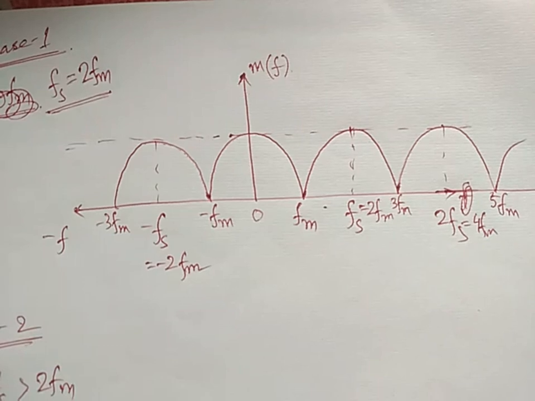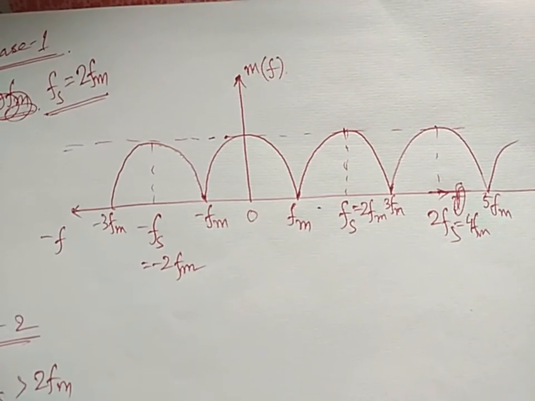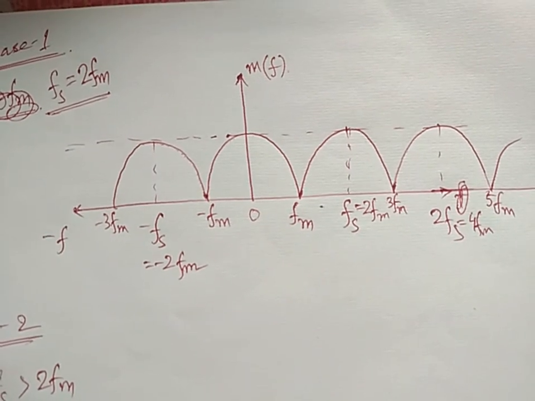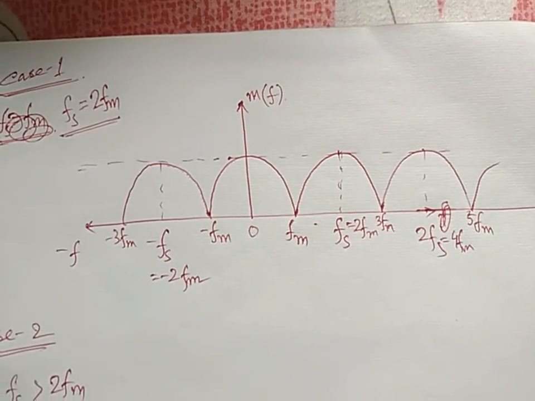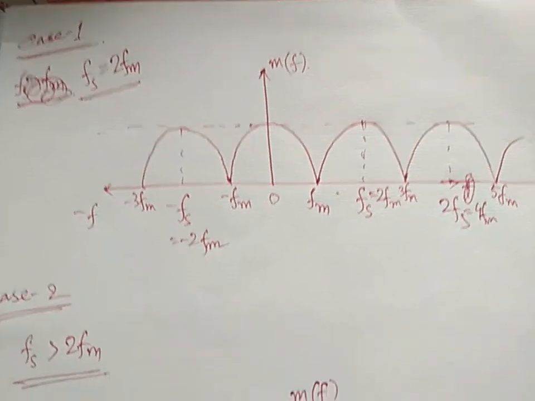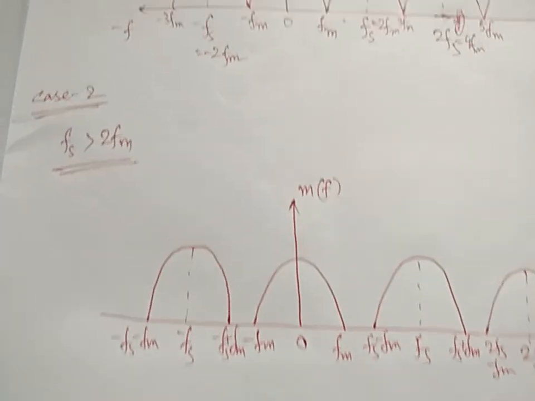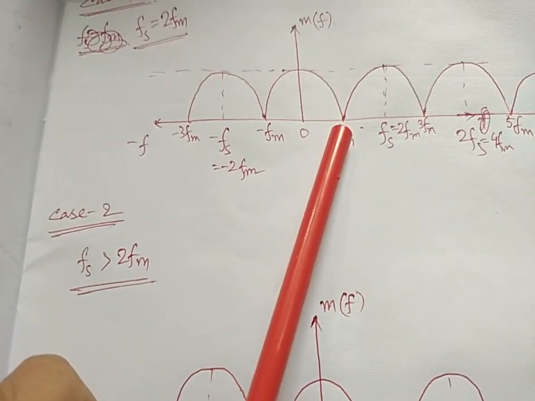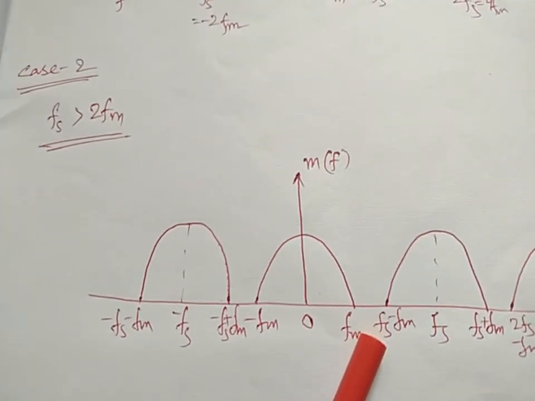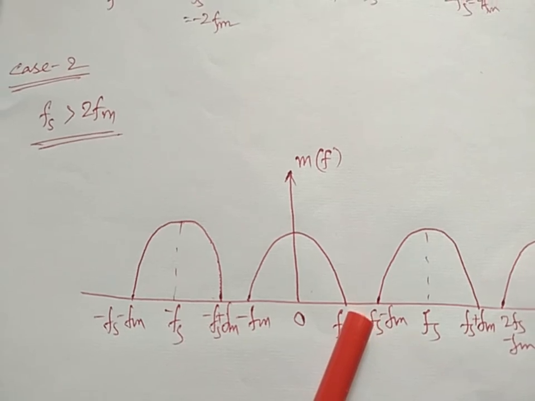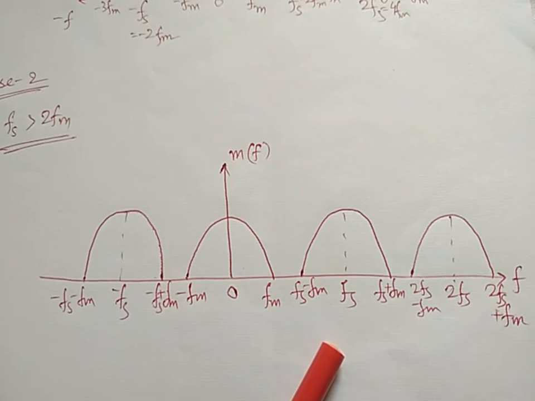So you can see there is no overlapping there. From here we can easily say that there is no noise, there is no aliasing effect, so I can recover the message signal very easily. Similarly, in case 2, if fs is greater than twice fm, where earlier there was no gap, now there will be a gap. The more fs is greater than twice fm, the bigger the gap will be, so it will look like that.